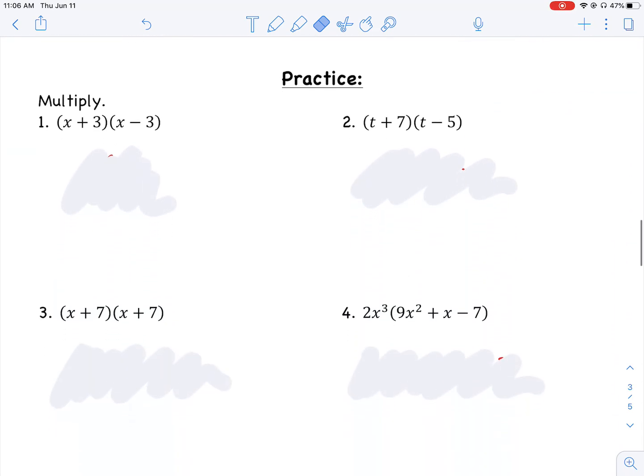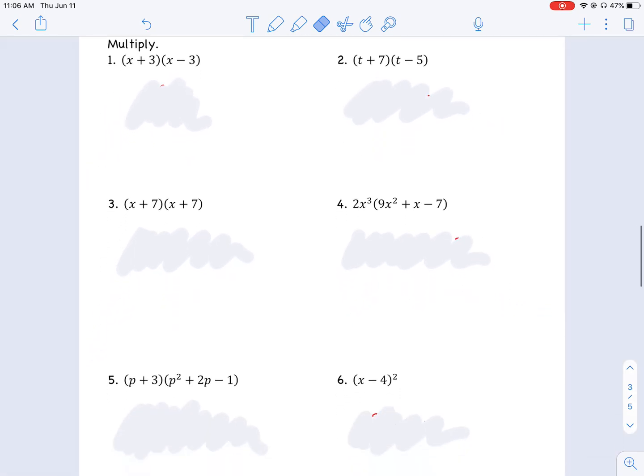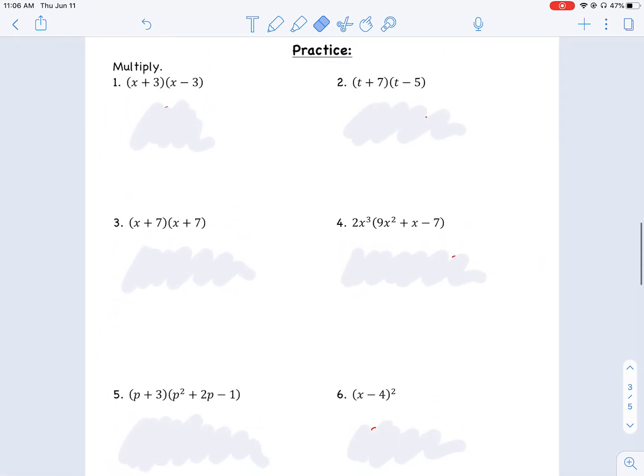Why don't you practice a few? I've given you a couple of different practice problems here. There's actually 6 of them. Why don't you pause the video, practice with these few problems. I'll post the answers here in a second to make sure that you got the same thing I did before we look at some more problems.